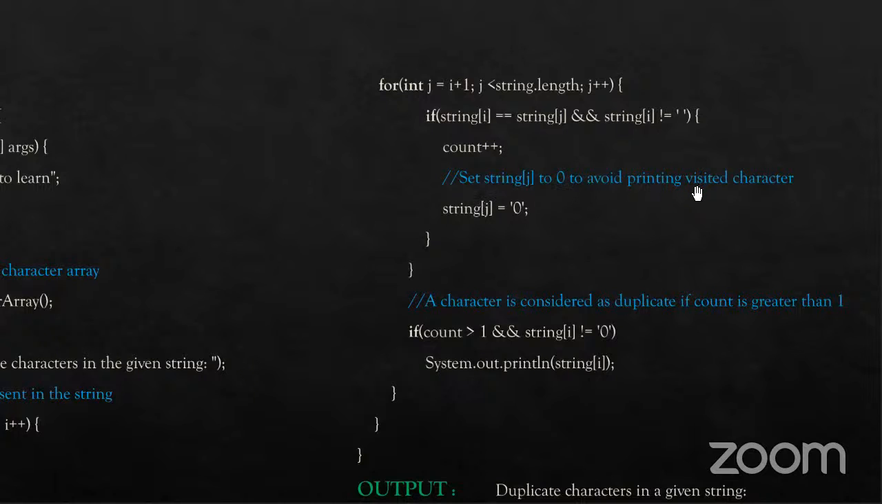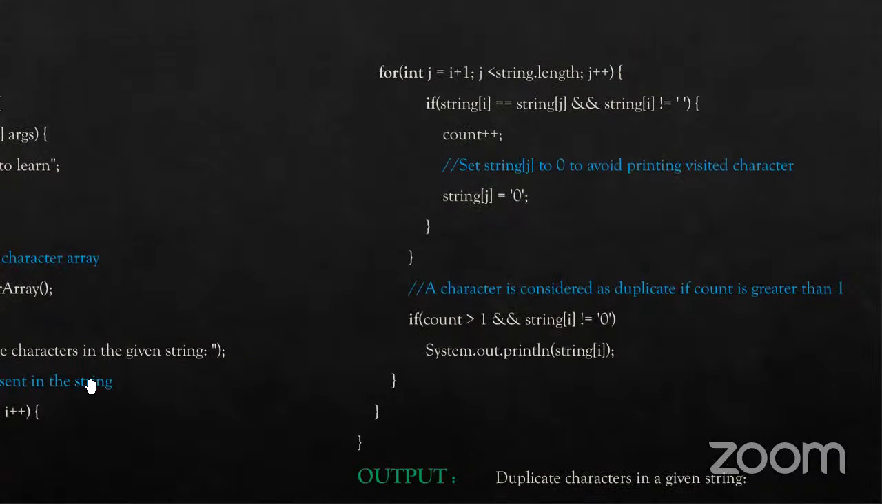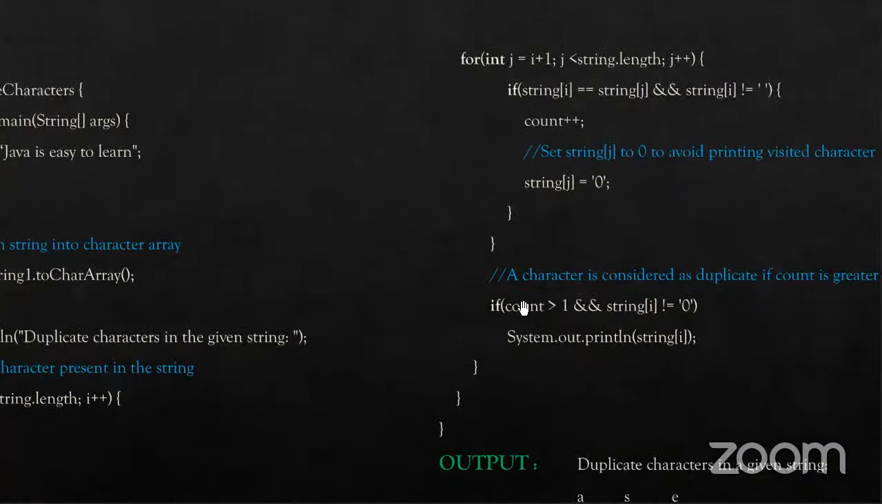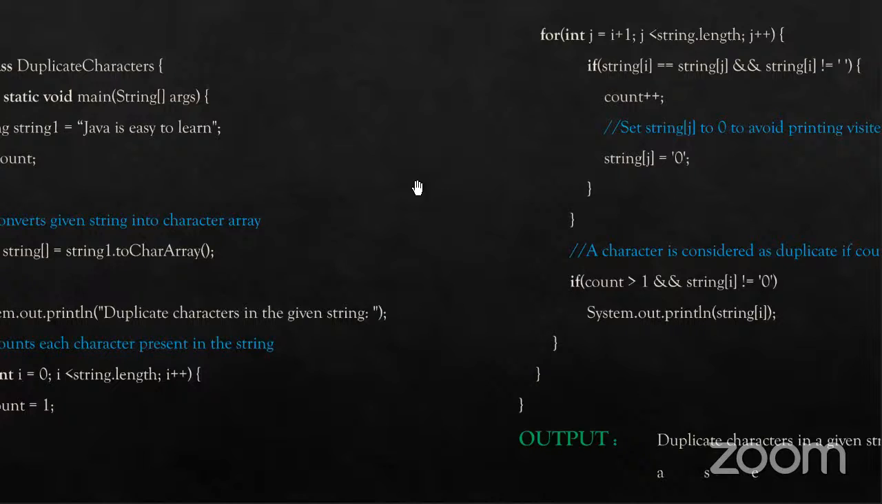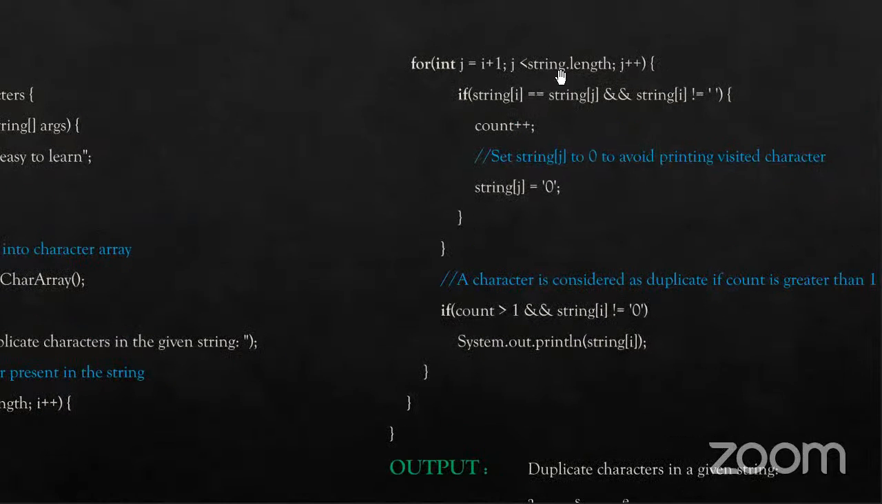Okay, so once a character is visited, we don't need to visit that character again, right? For that, we are setting string of j as 0. This loop will continue until the end of the string. For that, we are giving the condition j less than string dot length.